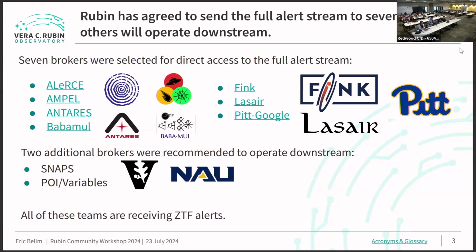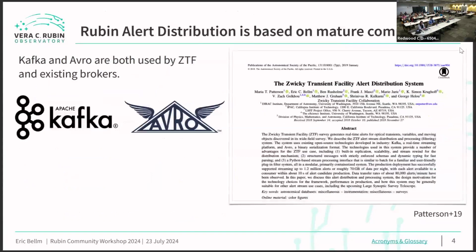So I think we'll hear later in this session from David Trilling about the SNAP solar system broker. And there's also a variables broker as well. These are all teams that are working currently with the Zwicky Transient Facility alert stream, which is in many ways a lower volume prototype of the alert stream.